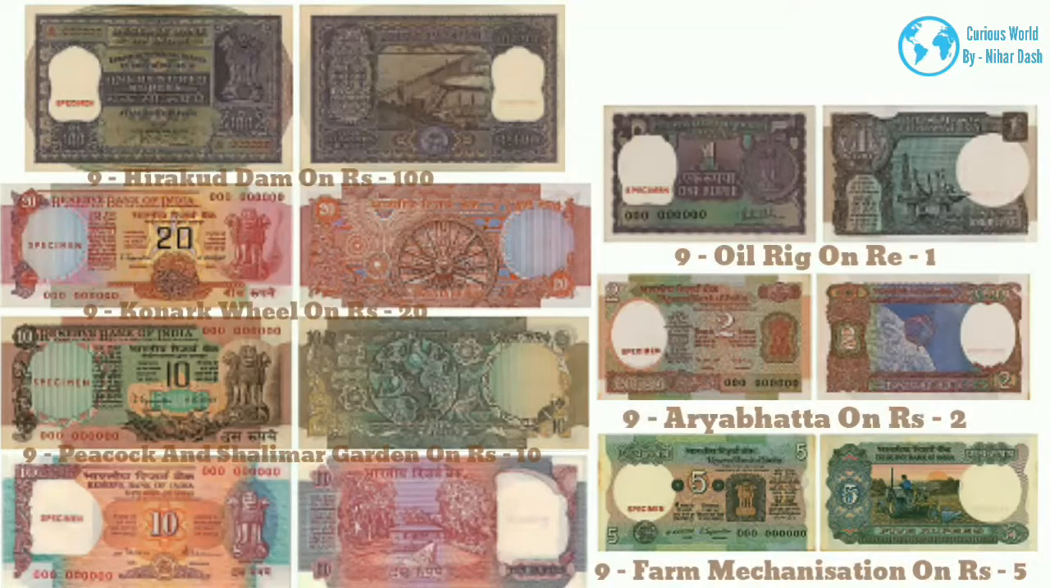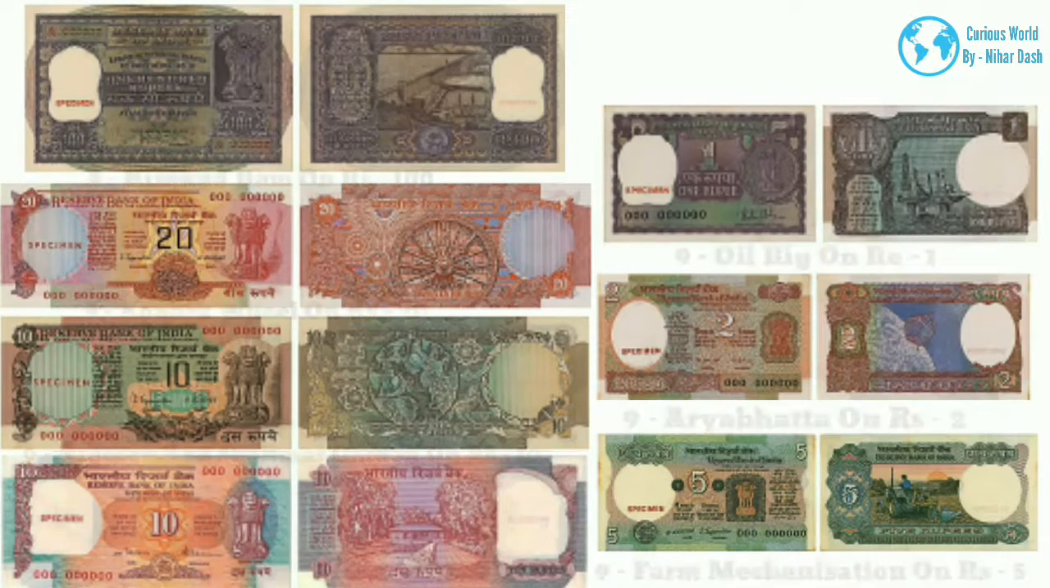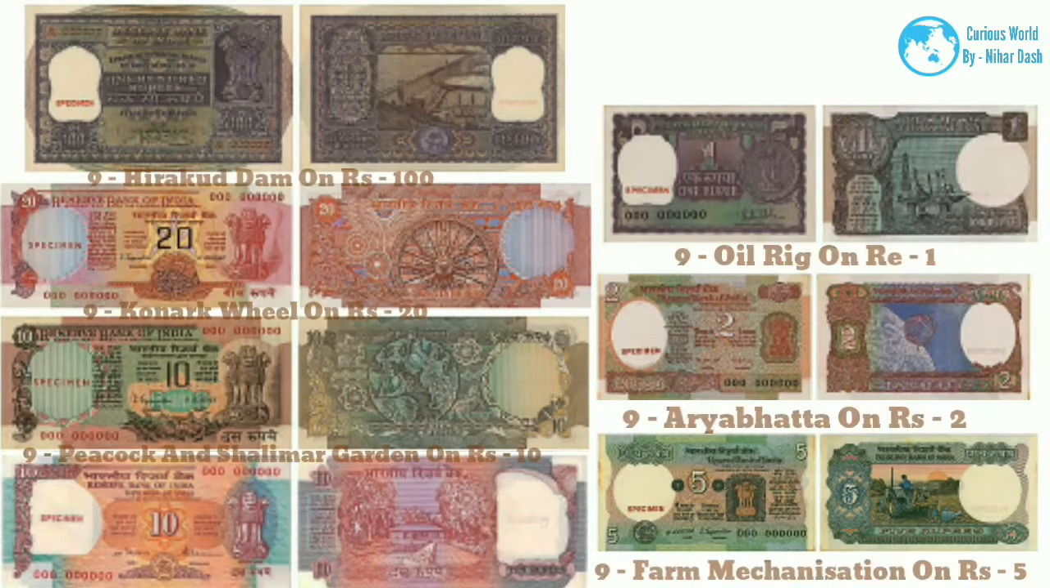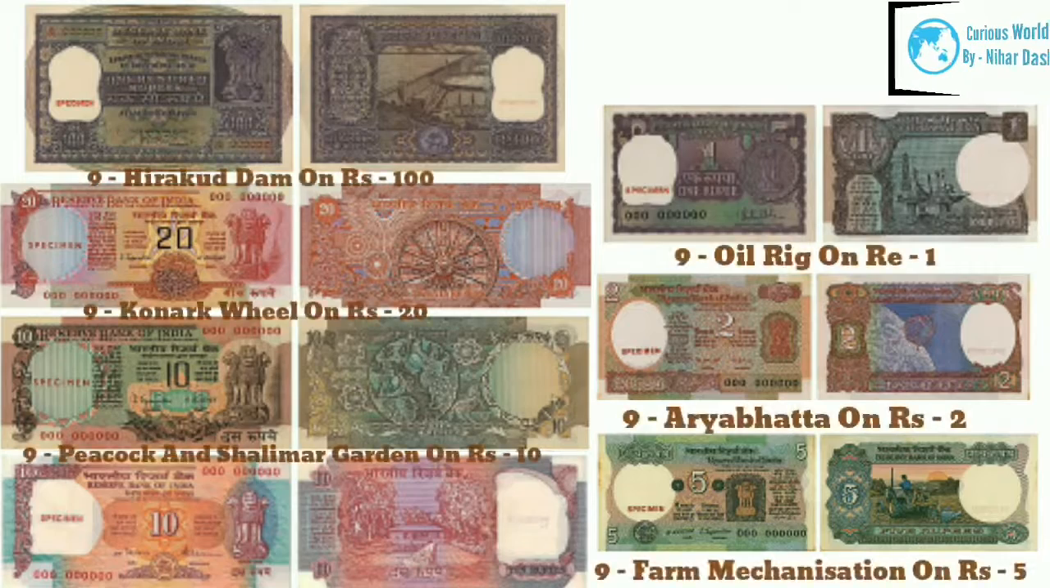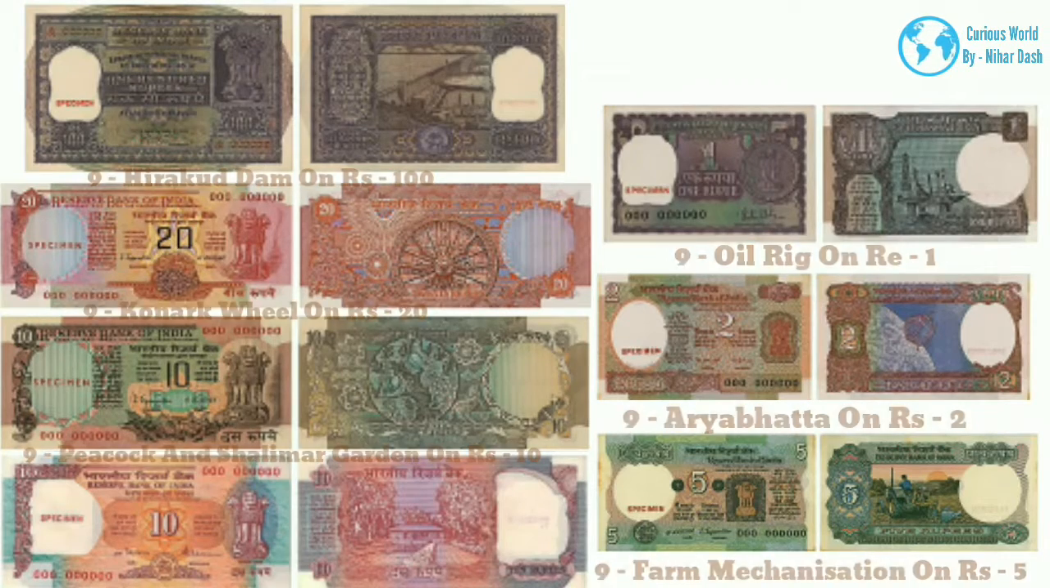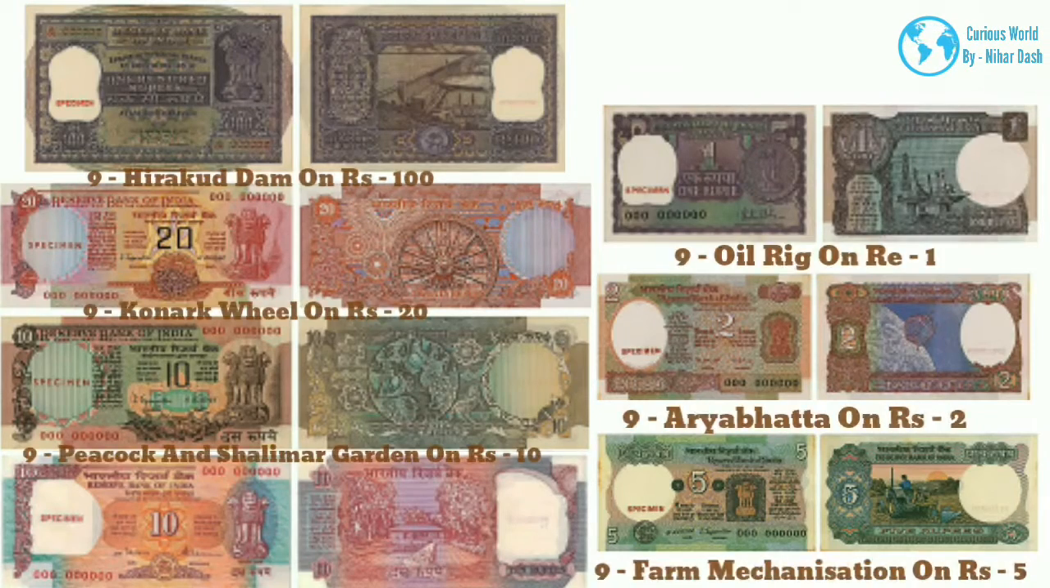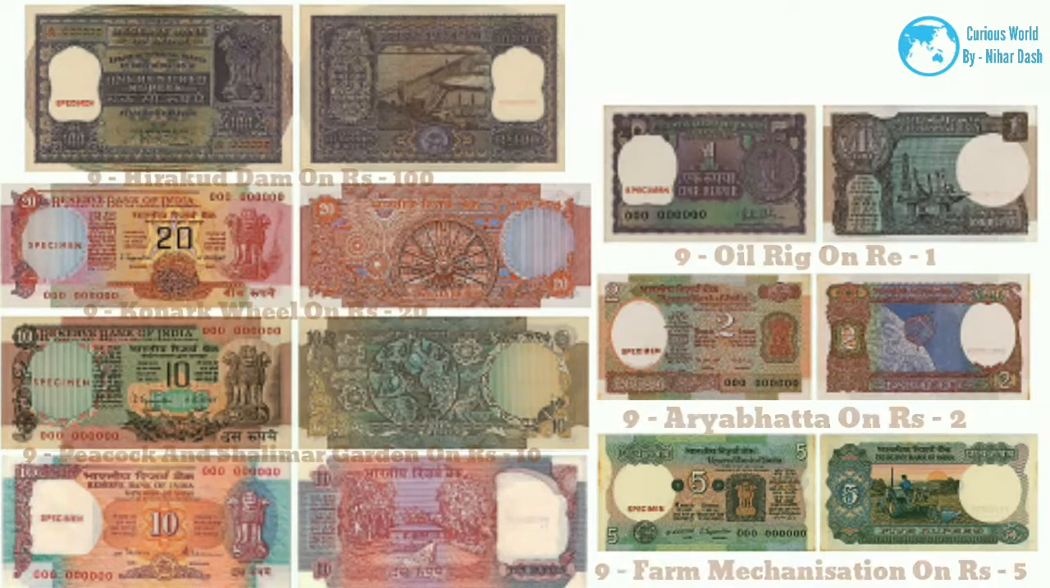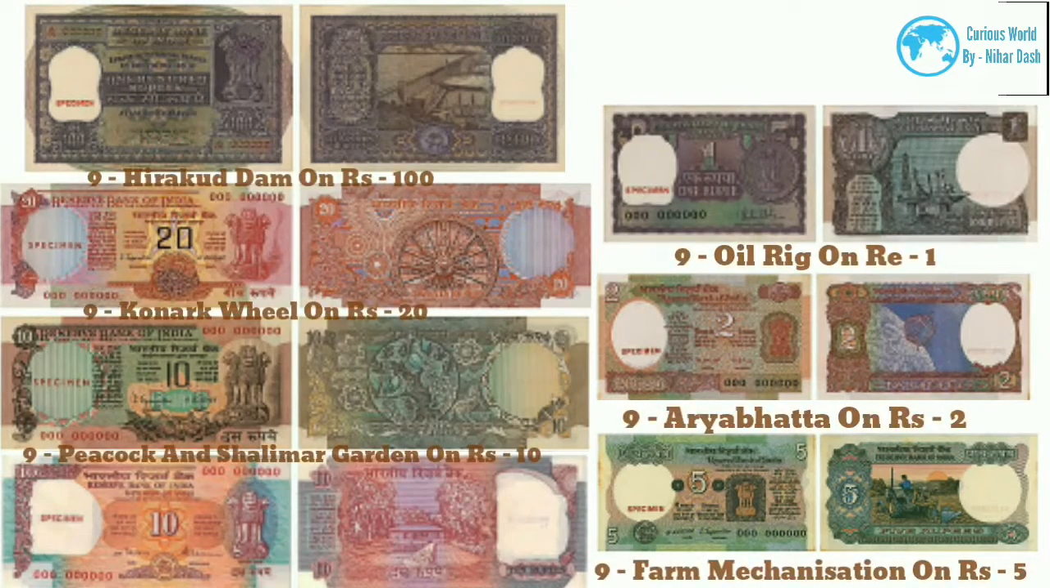9. The 1980s saw a completely new set of notes issued. The motifs on these notes marked a departure from the earlier motifs. The emphasis lay on symbols of science and technology, Ayurveda on the Rs. 2 note, progress, the oil rig on Re. 1 and farm mechanization on Rs. 5 and higher, Nagarjuna Sagar Dam on Rs. 100, and a change in orientation to Indian art forms on the Rs. 20 and the Rs. 10 notes.